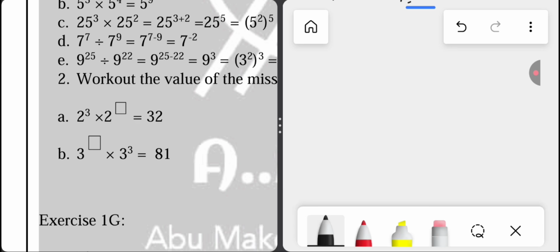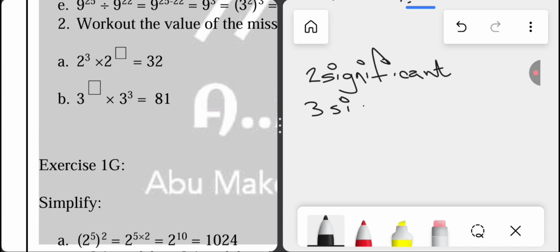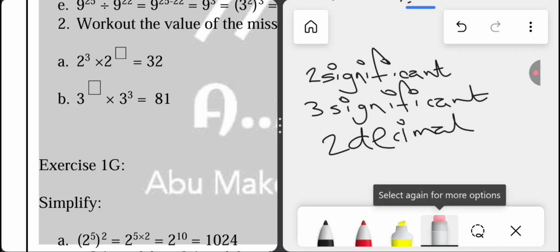We are going to learn in the next video how to keep your answers in 2 significant figures, or 3 significant figures, or 2 decimal places, 3 decimal places, etc. We are going to learn that in the next video, inshallah.